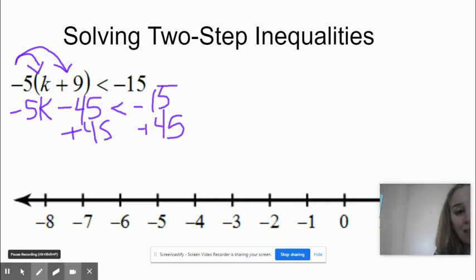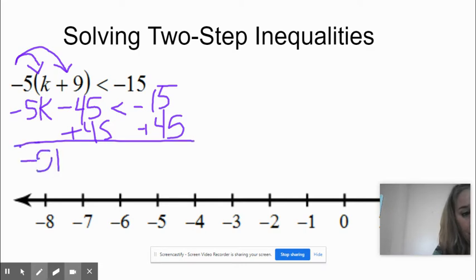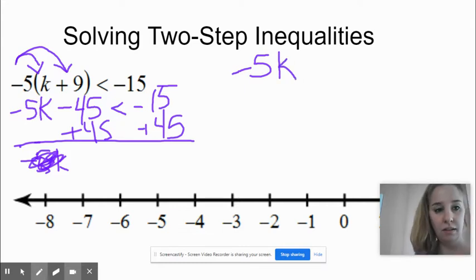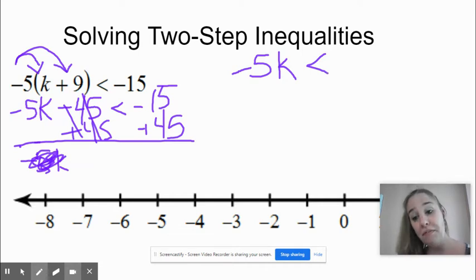I know this is sloppy. I'm just really trying here, I promise. So the negative 5k comes down. The 45s cancel off. The 45's gone. And then the less than symbol comes. And negative 15 plus 45 is 30.